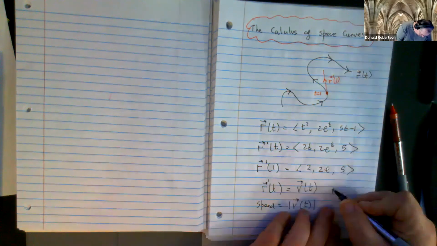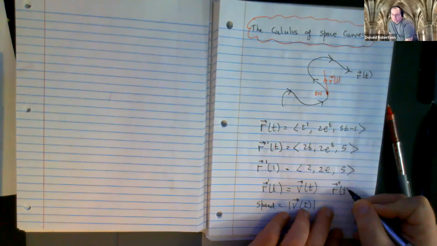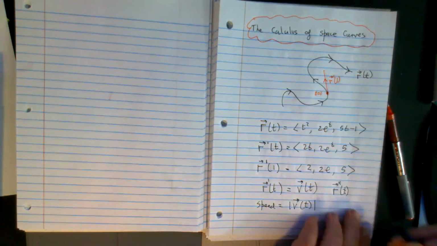So what does a second derivative get you? If a first derivative of a space curve gets you a velocity vector, what does the second derivative of a space curve get you? Acceleration. And you get the acceleration vector.